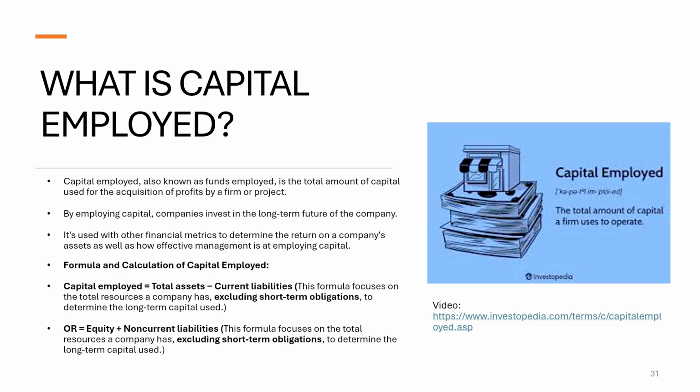It is calculated using two formulas, which are shown here. The first formula: capital employed equals total assets minus current liabilities. This formula focuses on the total resources a company has, excluding short-term obligations, to determine the long-term capital used. The second formula is capital employed equals equity plus non-current liabilities. This formula focuses on the total resources a company has, including short-term obligations, to determine the long-term capital used.